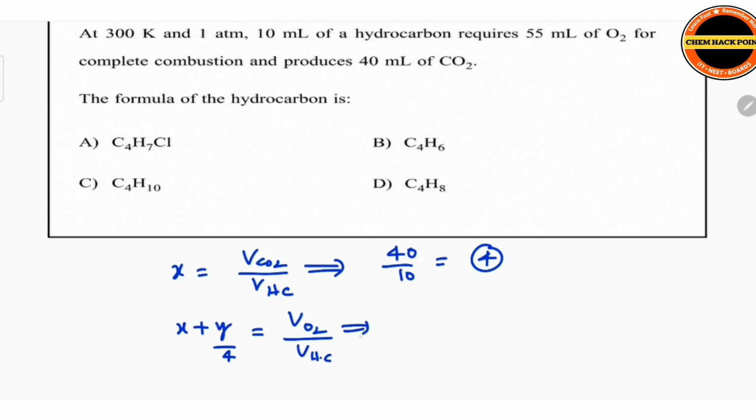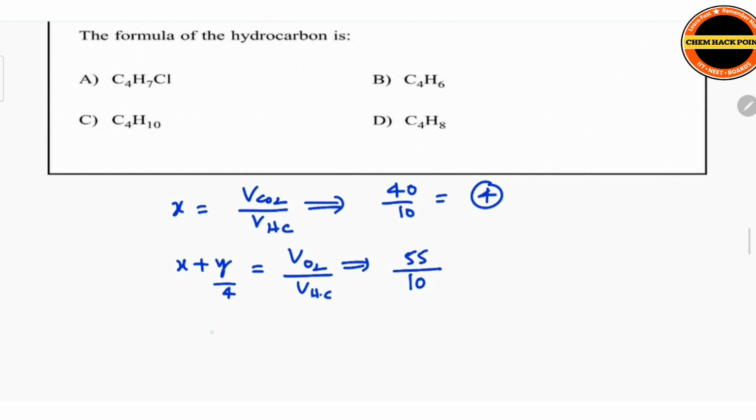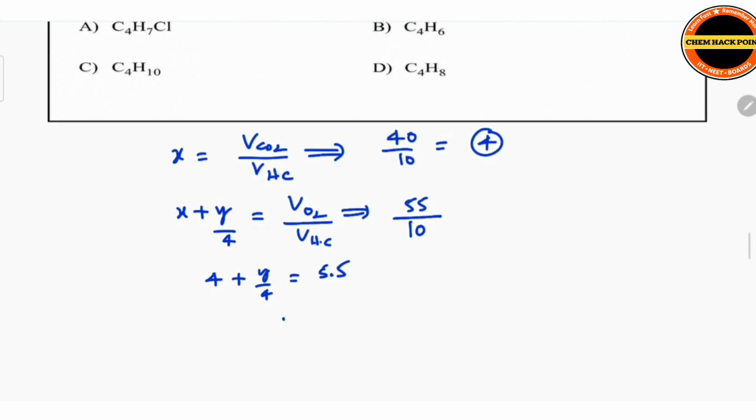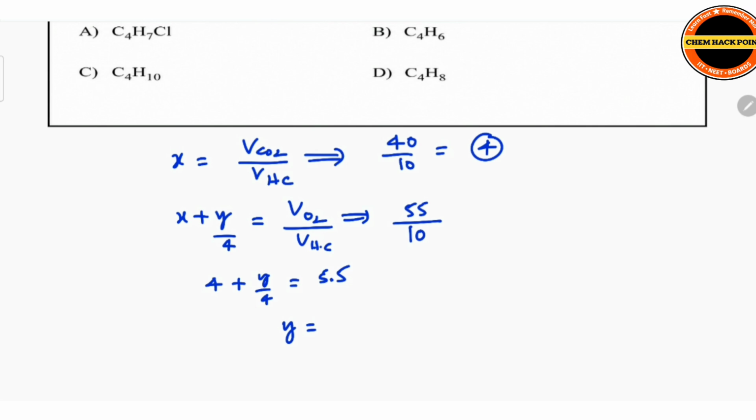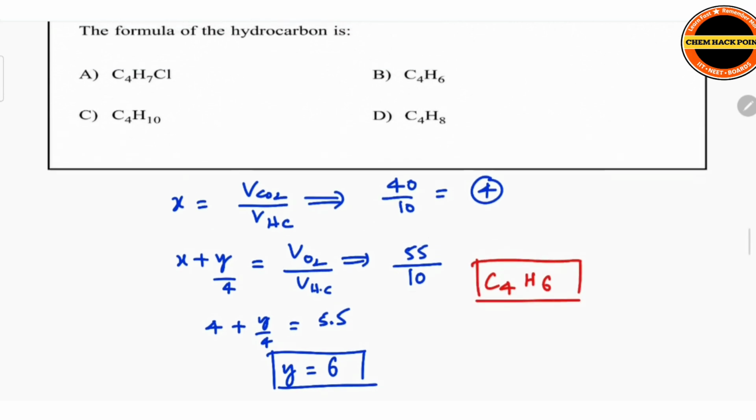So here we know volume of O2 is 55, hydrocarbon is 10, X we know the value, that is 4. So 4 plus Y by 4 is equal to 5.5. This value we got. So finally we need to find the value of Y. Hence, finally Y is equal to 6 you will get. Hence what is the hydrocarbon here? C4H6. C4H6 is the answer, that is option B.